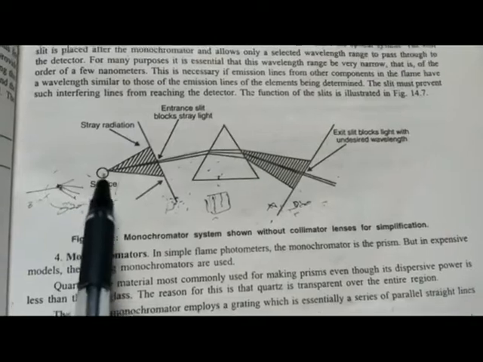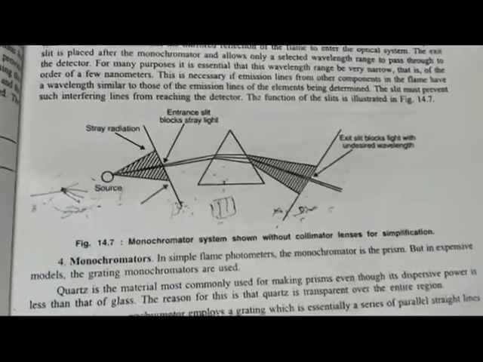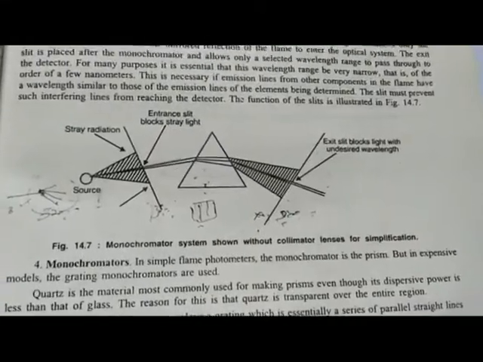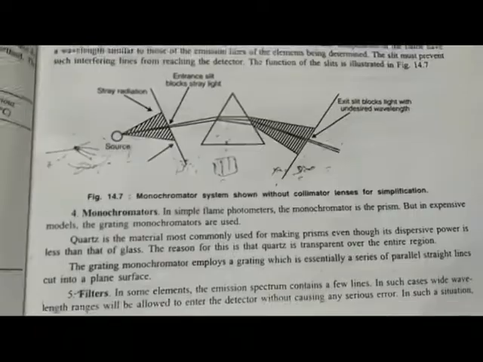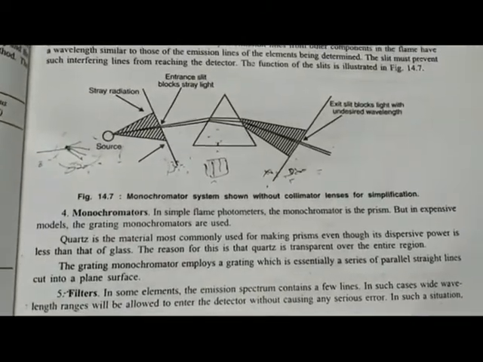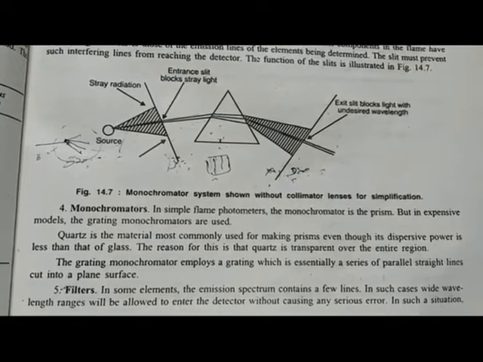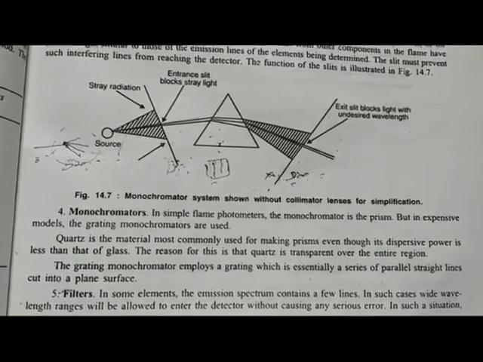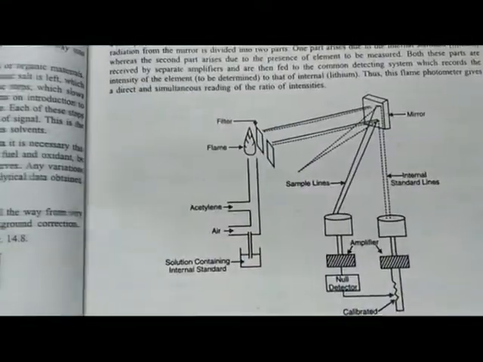So after the source, entrance slit, exit slit, prism, next is the filter and detector. So the filter allows radiation to enter the detector without causing any serious error. The filter allows only the selected wavelength. So this is the main application of the filter.